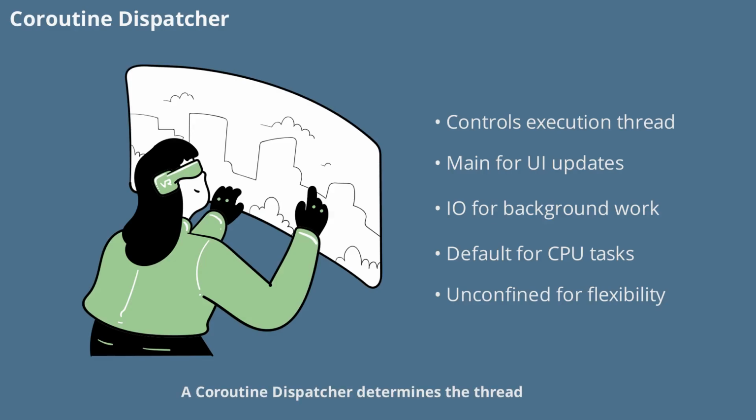Coroutine dispatcher determines the thread or threads on which a coroutine executes. Kotlin provides several standard dispatchers: Main for UI thread, IO for I/O operations, Default for compute-intensive tasks, and Unconfined for starting in the current thread. Choosing the right dispatcher ensures tasks are performed efficiently and safely, especially when updating UI or performing background operations.